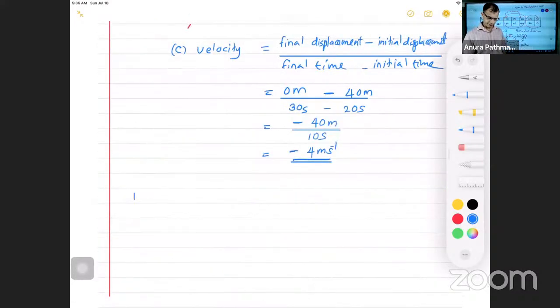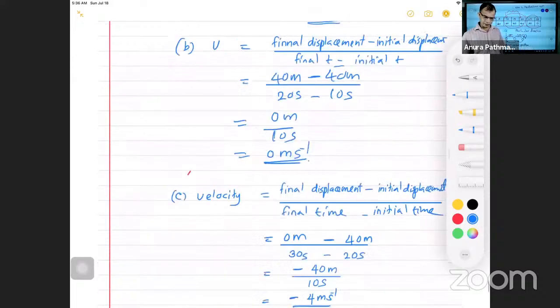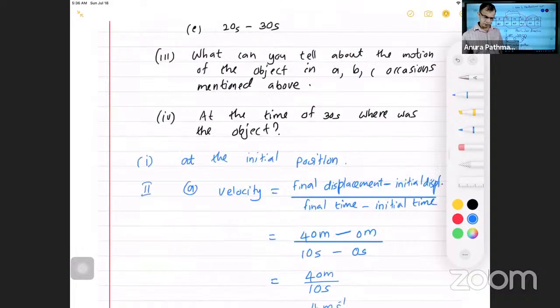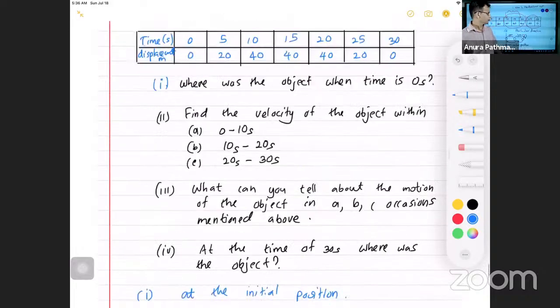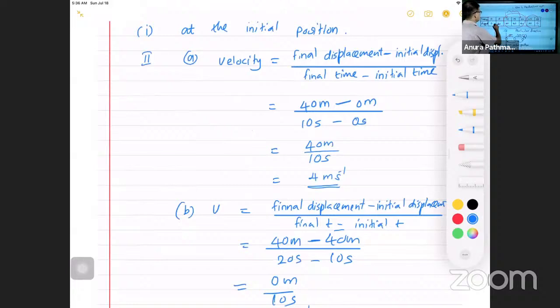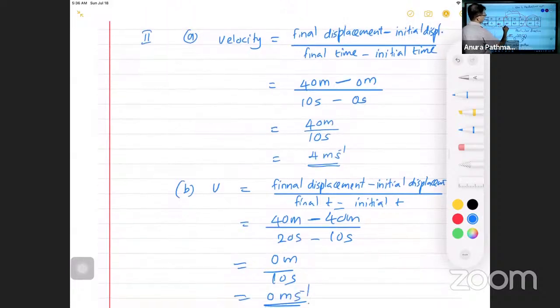In occasion A, what can you tell about the motion? It travels with the constant velocity.